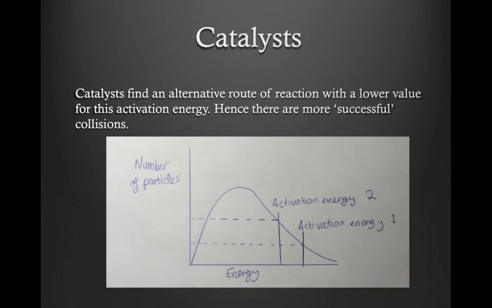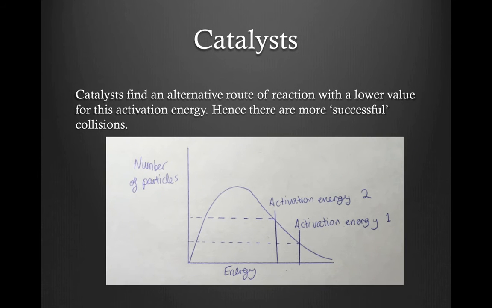The first one is through catalysts. They are basically substances which you put in the reaction vessel, and what they do is that they find an alternative route of reaction for this specific reaction. This alternative route of reaction has a lower activation energy than the one before, so more particles overcome this value and the rate of reaction increases.